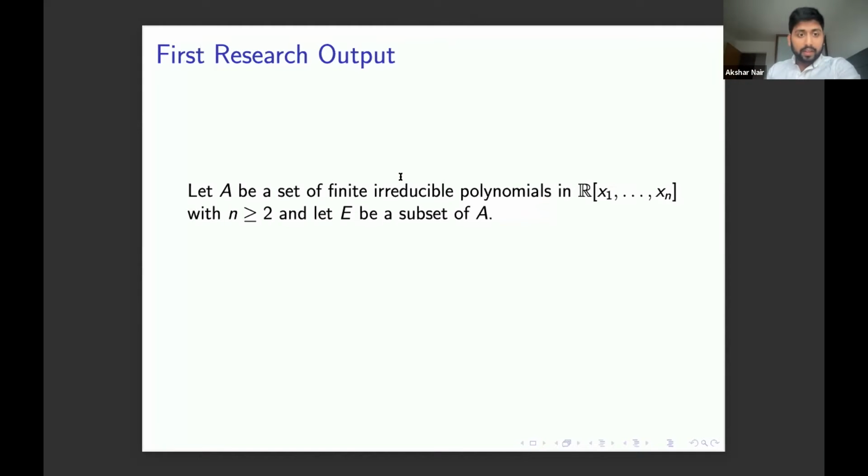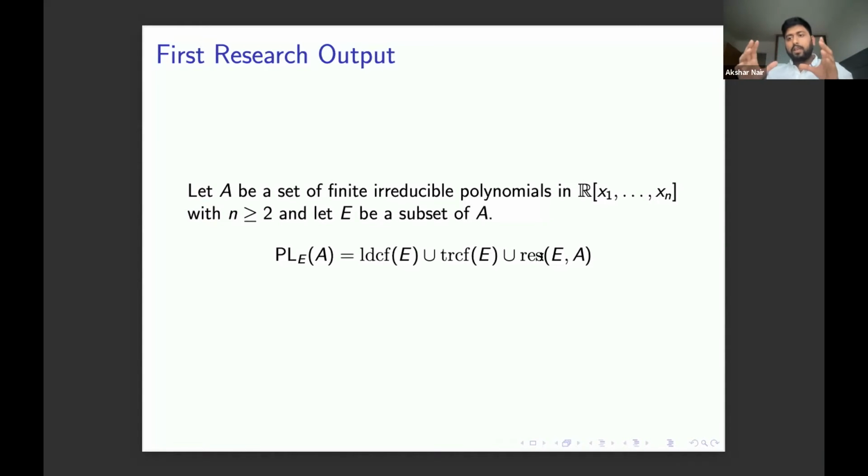So the first research output that I had was this projection operator, which was quite similar to McCallum 99, but using Lazard's projection operator instead. You needed the leading coefficients of the equational constraints, the trailing coefficients of the equational constraints, and the resultants between the equational constraints and everything else. So essentially you're doing a full projection of the equational constraints, and then you're taking the resultants of the equational constraints and the non-equational constraints.